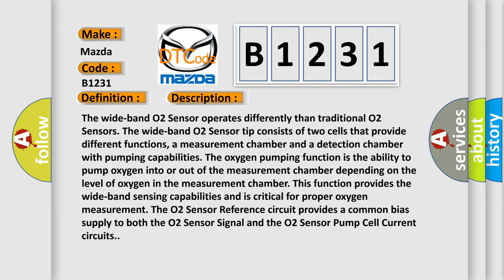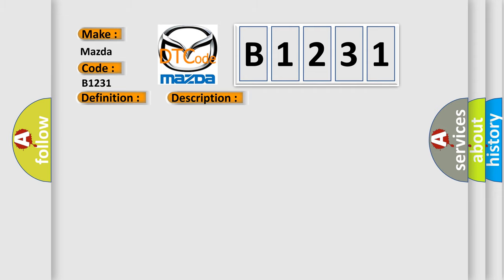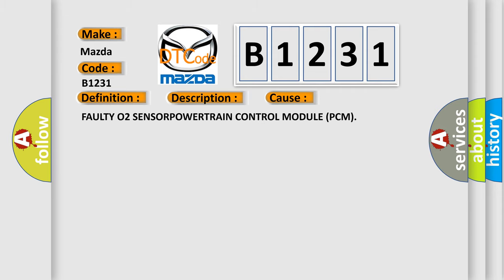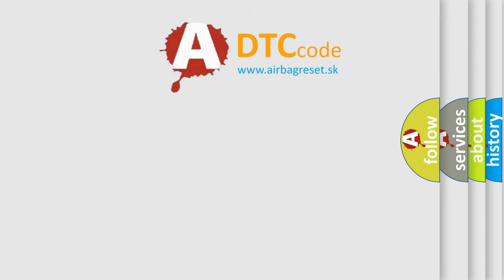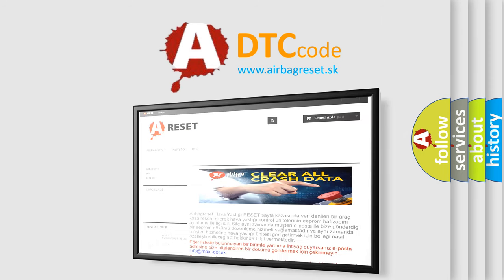The O2 sensor reference circuit provides a common bias supply to both the O2 sensor signal and the O2 sensor pump cell current circuits. This diagnostic error occurs most often in these cases: faulty O2 sensor, or a faulty powertrain control module, PCM.